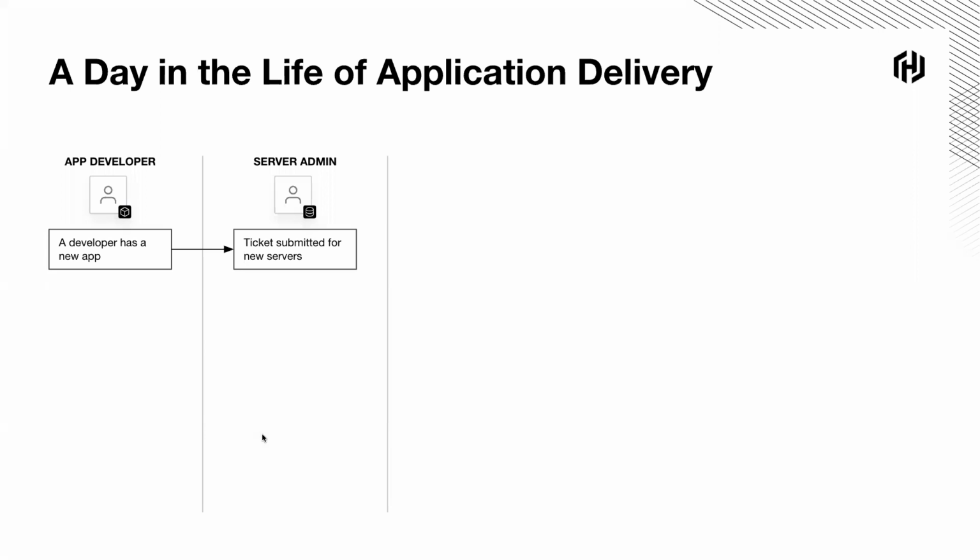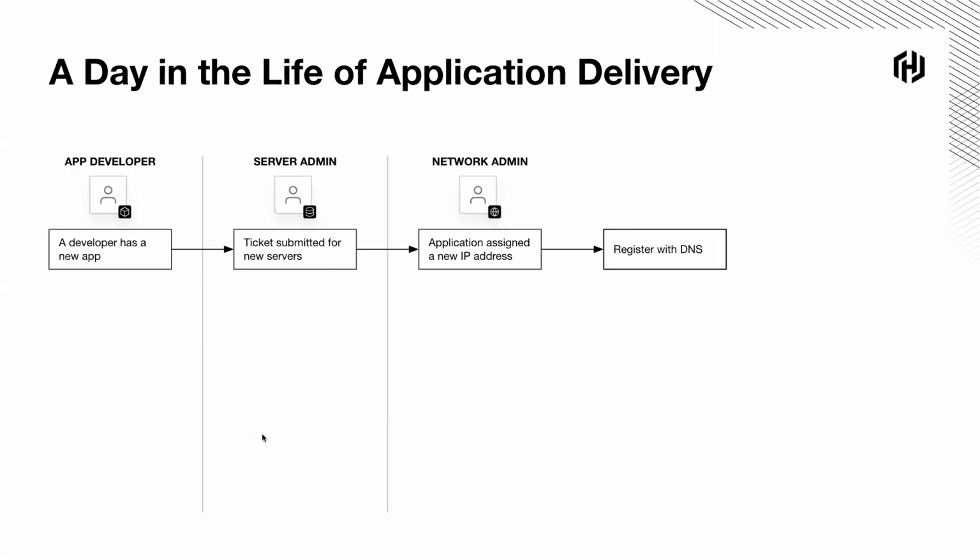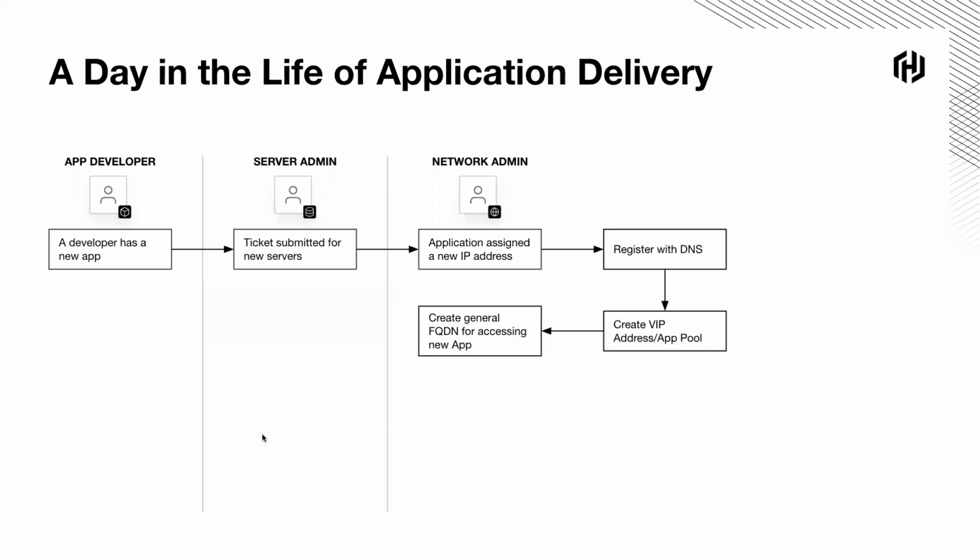He opens up a ticket, right? So he submits a ticket. The server admin then sees that he needs to spin up a new infrastructure, a new database, or something like that. And then he needs to submit another ticket to the network administrator to get an IP address for his new infrastructure, who may then need to submit another ticket to get a new DNS endpoint, which finally also gets him a VIP, or creates a generic FQDN to access the new application, right?